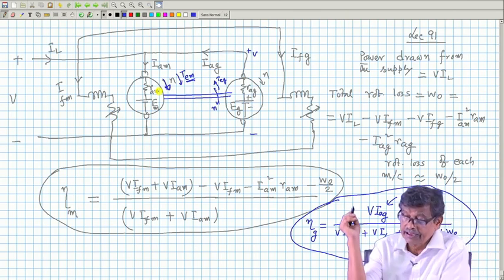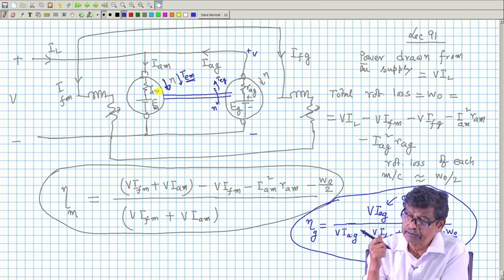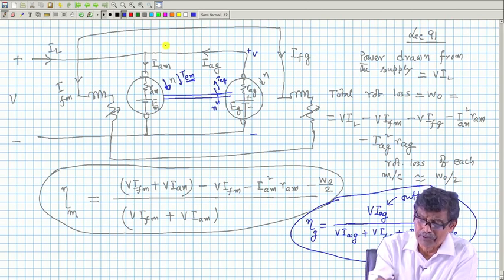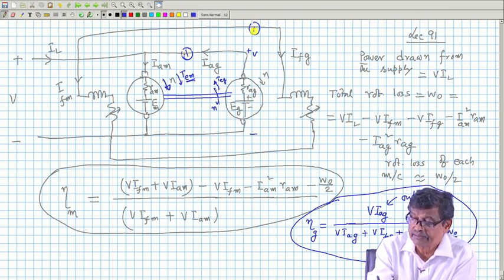Sometimes what people say, so in this experiment you must understand that you have to connect several meters. Suppose you connect an ammeter here, this ammeter, connect an ammeter there.